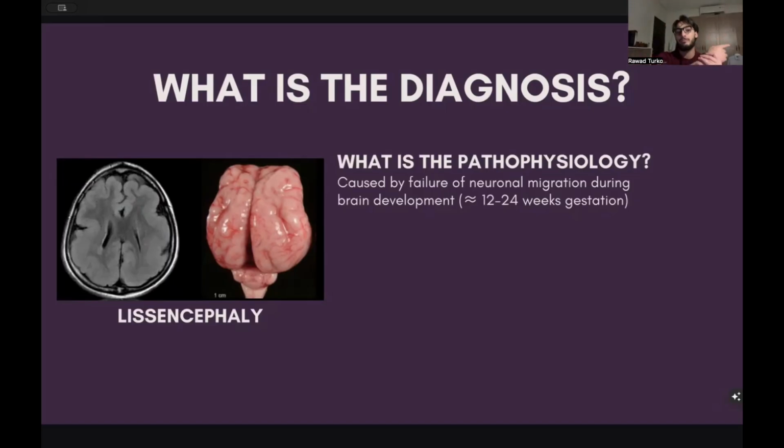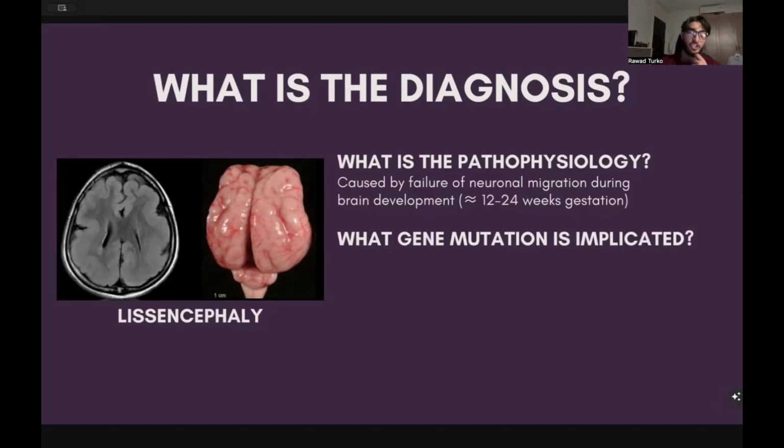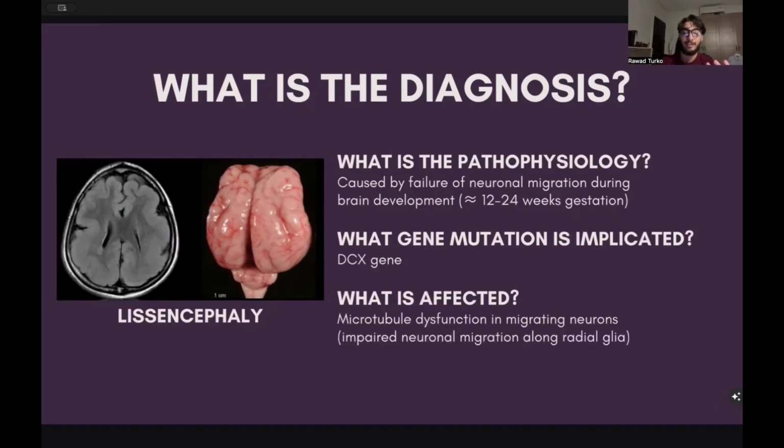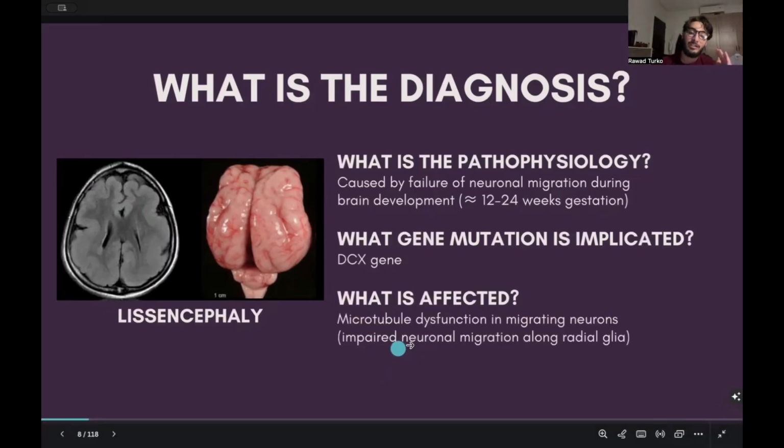So these radial glial fibers act sort of like anchors, and they pave the path for these neurons to migrate. So if there's failure of these neurons to migrate, this can lead to lissencephaly. What gene mutation is implicated? So this is the DCX gene, something you have to memorize. And what is affected? So this is microtubule dysfunction in migrating neurons. So we have impaired neuronal migration along radial glia.